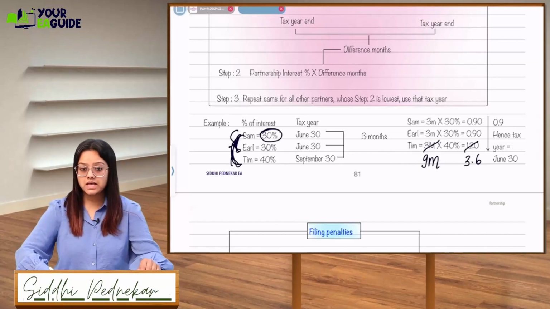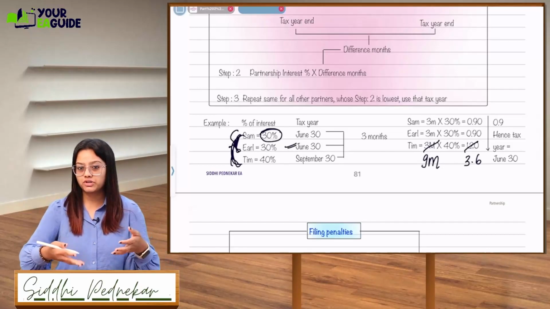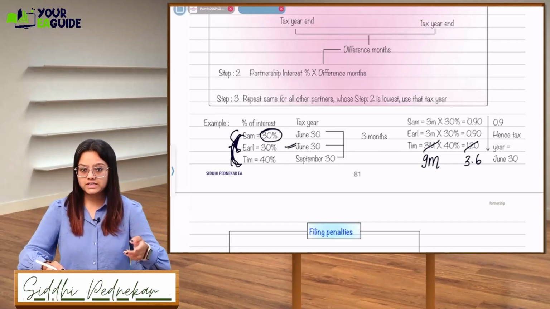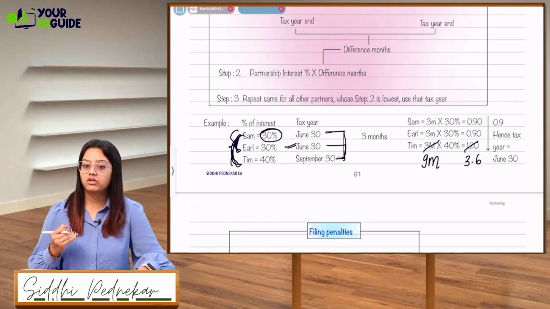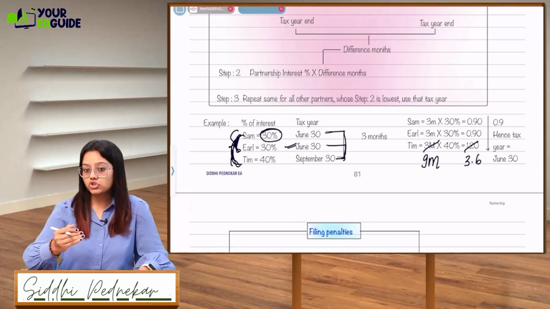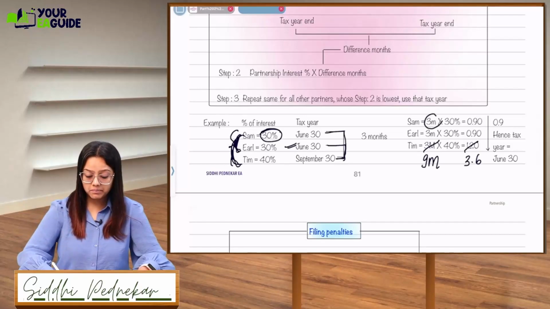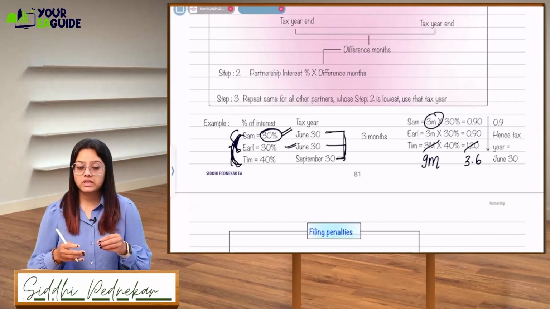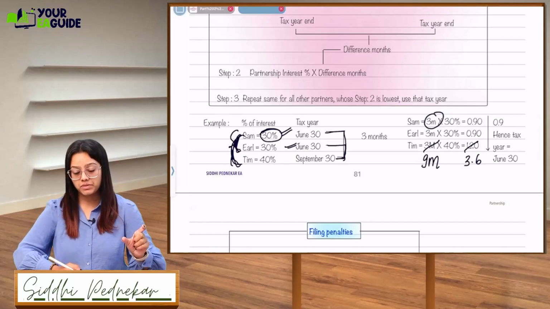Okay, so Sam is having how much? Sam and Earl we will not compare, because it is 0, right? June minus June is 0. And the reverse case also will be 0. You have to check the ending period of Sam with Tim and Earl with Tim. Tim is having ending on September. Sam is having ending on June. So what is the difference between June to September? It will be 3 months, right? July, August, September. 3 months multiplied by the percentage of Sam. Right now, first we are calculating for Sam. So take the percentage of interest for Sam. So it will be 0.9.